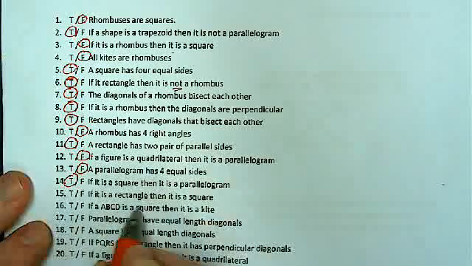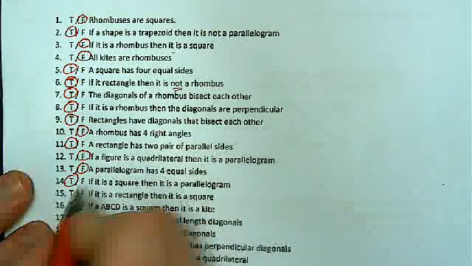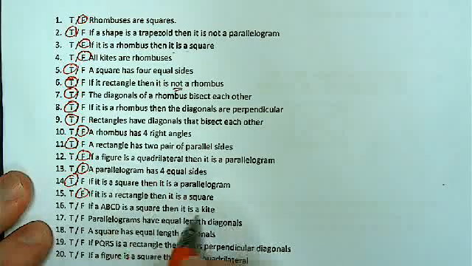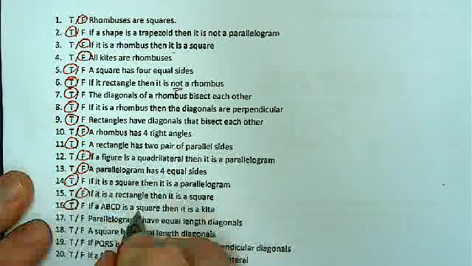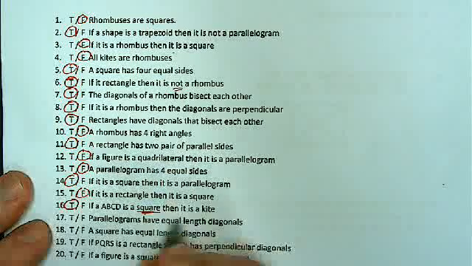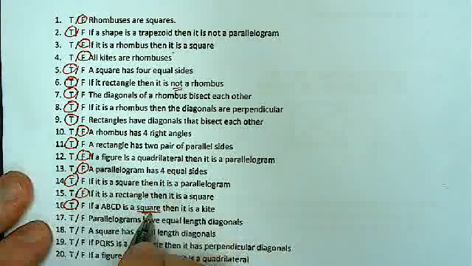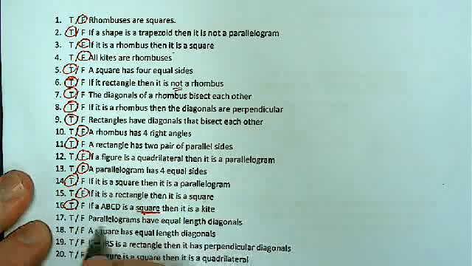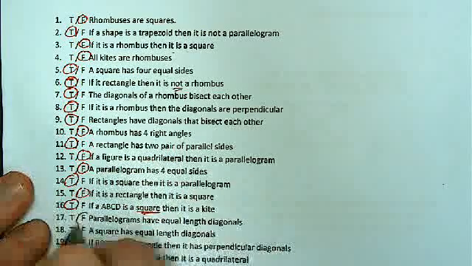If it is a rectangle, then it is a square. False. If ABCD is a square, then it is a kite. True. Remember, squares are subcategories of all the other figures. So if it's in the square group, it's in rhombus, rectangle, kite, and parallelogram. Parallelograms have equal length diagonals. No, that's a property of a rectangle.